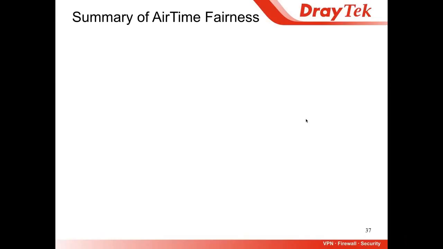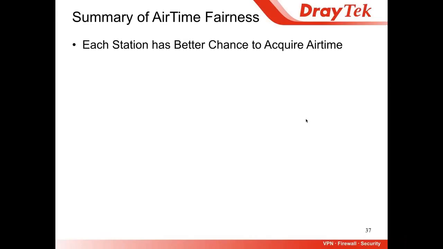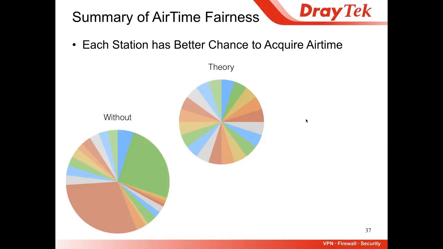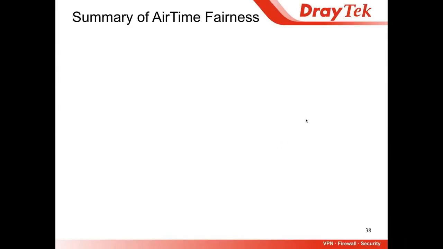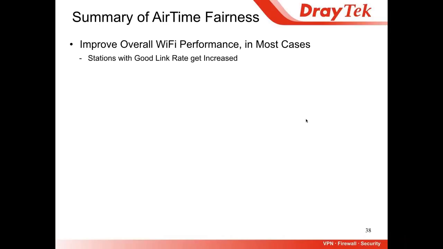So the summary. First, after enabling airtime fairness, each station has a better chance to acquire airtime. Again, compare to the theory. This is without airtime fairness. Some stations are good at occupying the airtime, so they use most of the airtime. After we enable airtime fairness, we're now getting closer to the theory. And summary number 2, it improves the overall Wi-Fi performance in most cases. The stations with good link rate increased, and stations with poor link rate decreased.